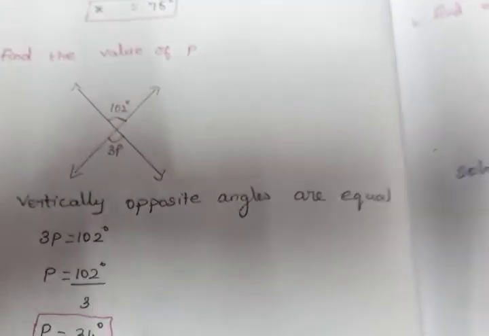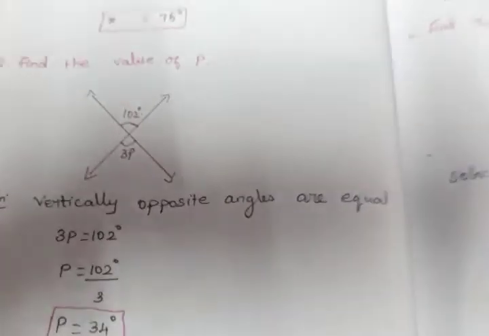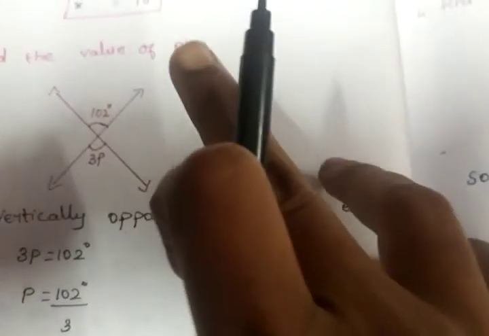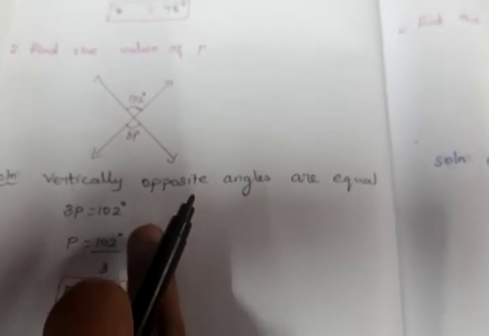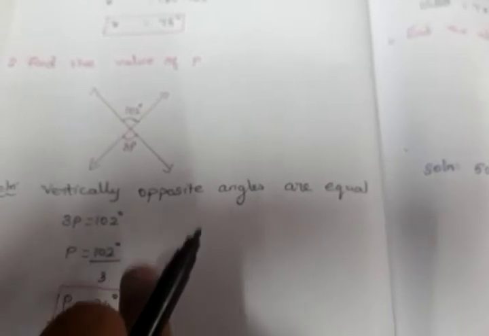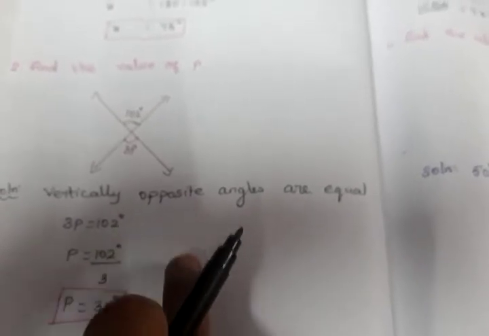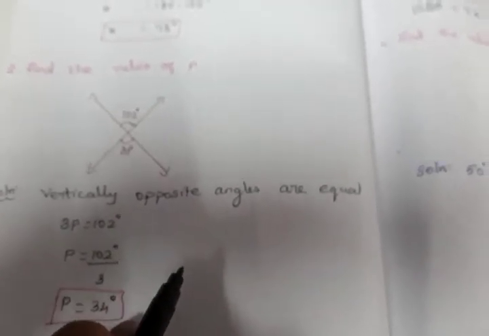Okay. Then next, find the value of p. Already we studied that vertically opposite angles are equal. So 3p equals 102 degrees. 3 is multiplied, so transpose to division: 102 degrees divided by 3. 3 3s are 9, remaining 1; 4 3s are 12. So p equals 34 degrees. Do you understand? Okay. Next method.